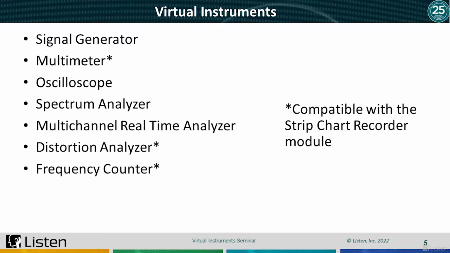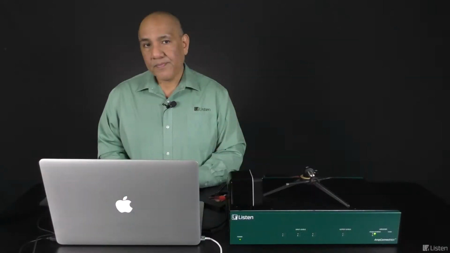A strip chart recorder can also be added to display measurement over time to the multimeter, distortion analyzer, and frequency counter. If an instrument is not accessible from your menu, you may not be licensed for it. Contact your Listen sales engineer or rep, and we'd be happy to help you.